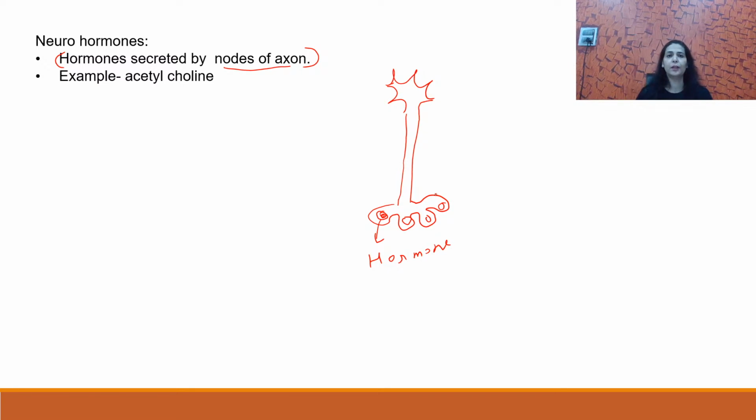Hypothalamus is a part of neural tissue, which means it will have neurons. But it is also an endocrine gland, which means this neuron, instead of producing neurotransmitter, will produce hormone. So such hormones which are produced by neurons are known as neurohormones. Acetylcholine is a neurotransmitter, but instead of acetylcholine, we can say release hormones. Release hormones by hypothalamus.